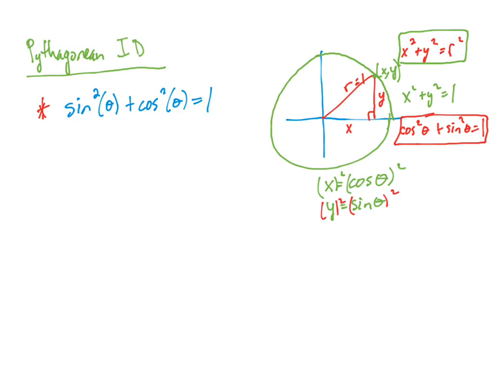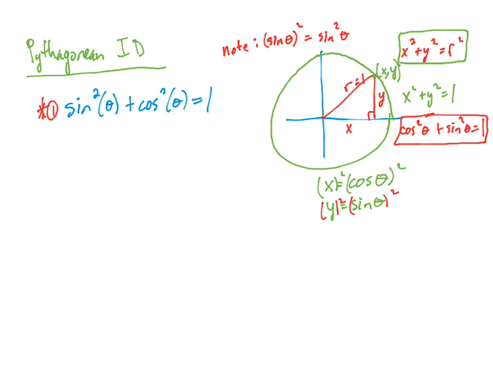Now, a little side note here. Sine of theta squared, we can write that as sine squared of theta. That means the same thing. But really what that means is to find sine of theta, and then whatever that value is, we will square it. All right, so this is the first and most common of the Pythagorean identities.